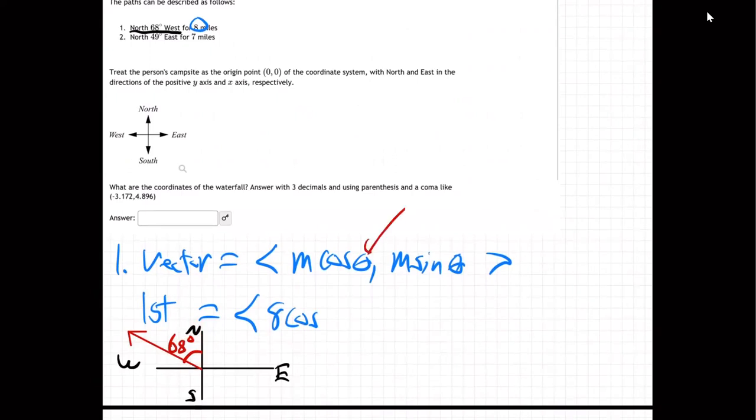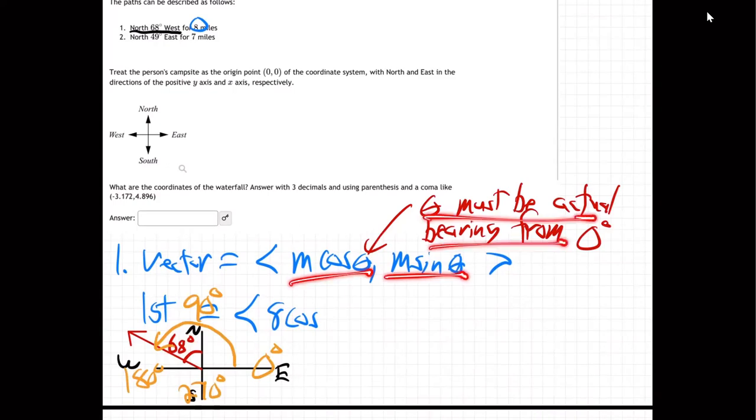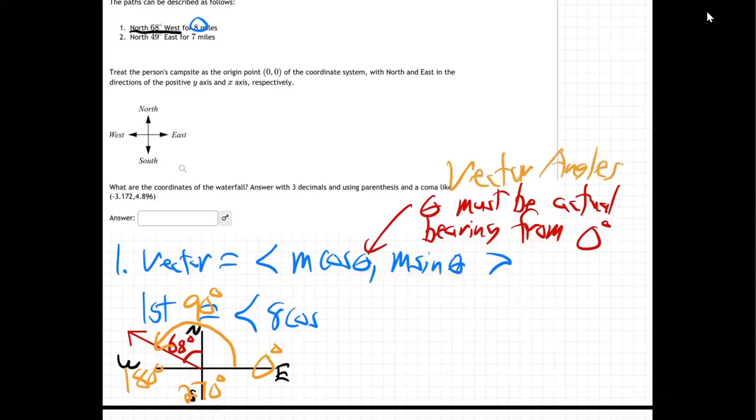So theta must be the actual bearing from 0 degrees. So in other words, you can't just say, oh, it's 68. No. It's got to be from 0 all the way to there. Remember, this is 0 degrees. This is 90 straight up, 180 here, 270 there. When you do this vector thing, and you're doing the m cosine theta, m sine theta, the angles have to be the actual angle. So for vector angles, the theta must be the actual bearing from 0 degrees.